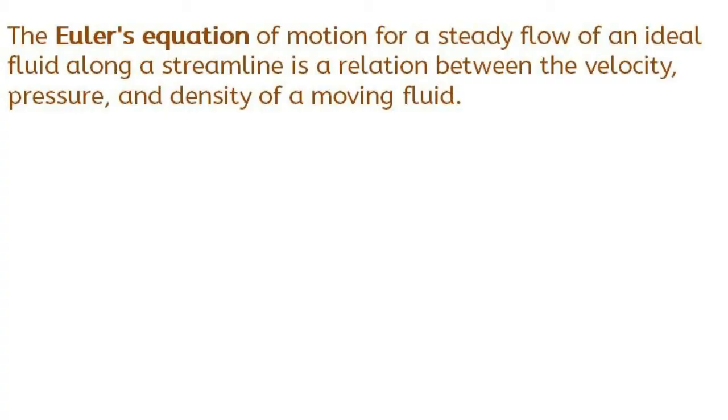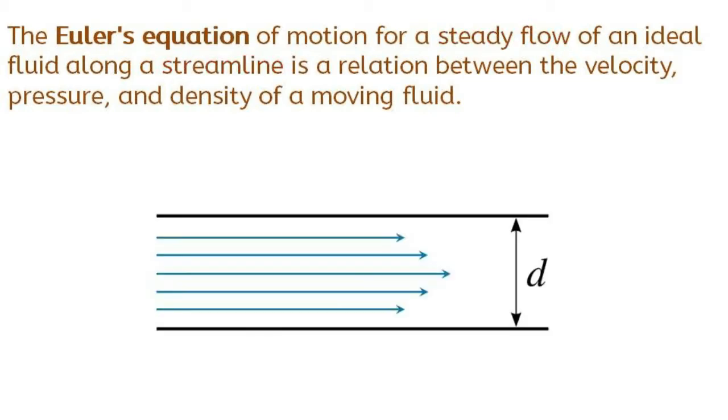The Euler's equation of motion for a steady flow of an ideal fluid along a streamline is a relation between the velocity, pressure and body force of a moving fluid. Ideal fluid is the one which has zero viscosity and incompressible. Steady flow is a flow in which the velocity of the fluid at a particular fixed point does not change with respect to time. Streamline is a flow pattern in which all the flow lines are parallel to each other and they do not intersect with each other.